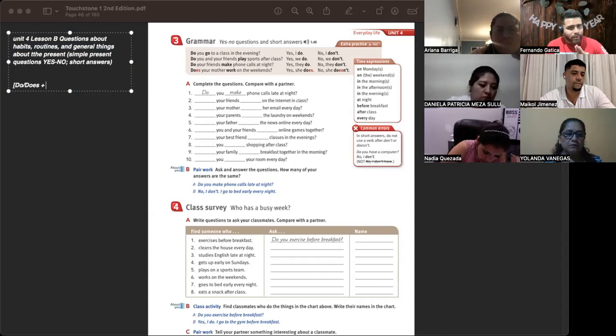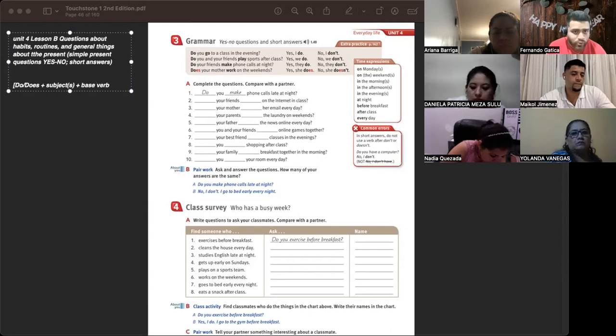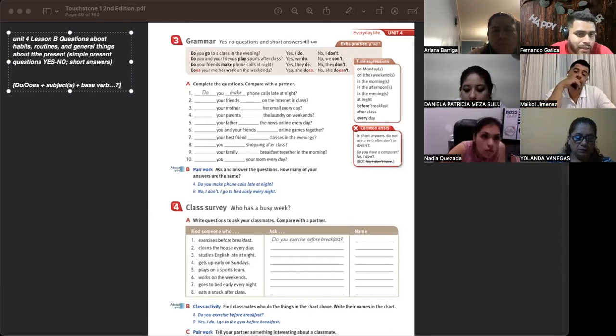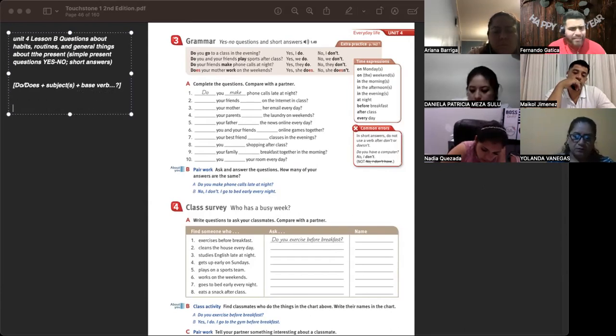Primero va do o does en la pregunta, después el sujeto o sujetos, y después un verbo en su forma base. Igual, en preguntas con do y does nunca se usa un verbo con S, siempre con el verbo en su forma base. Siempre, siempre, siempre. Ahora aquí el problema es cuándo usar do, cuándo usar does. But it's easy. It's easy.